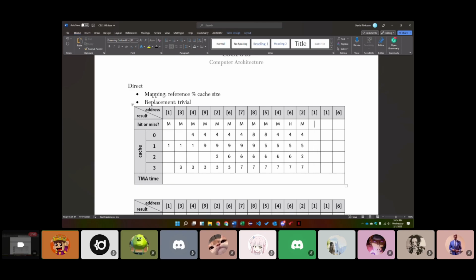1 is a miss. The miss goes here. 1's a hit because it's in the cache. 1 4 1 2 7. Cache doesn't change. 6 is a miss. 6 mod 4 is 2, so it goes here.